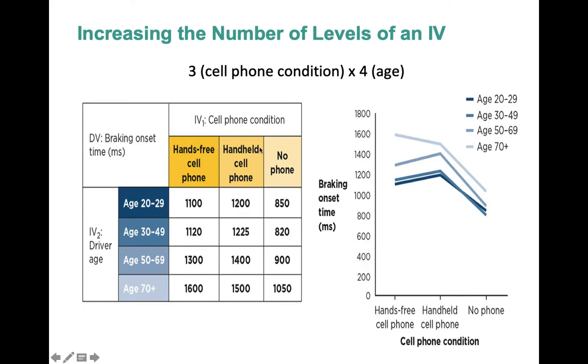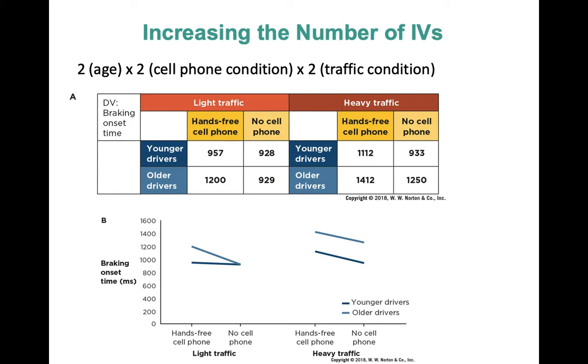And this creates now 3 times 4 is 12 cells in the design, which again could be completely between, or it could be a mixed design. Okay. It is also possible to increase the number of independent variables in the study. So previously we've been talking about 2-way designs because there's only 2 independent variables, but it's possible to have 3-way designs in which there are 3 independent variables.